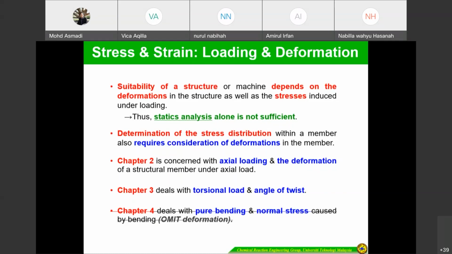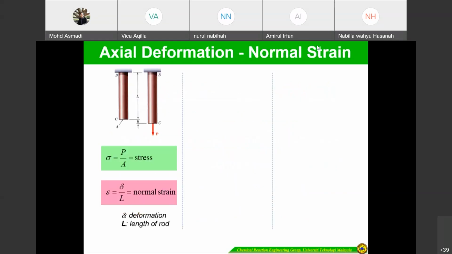If we consider rod BC with length L and uniform cross-sectional area, suspended from the fixed support at B, once we apply a force P to the end C, the rod elongates, because you pull it.